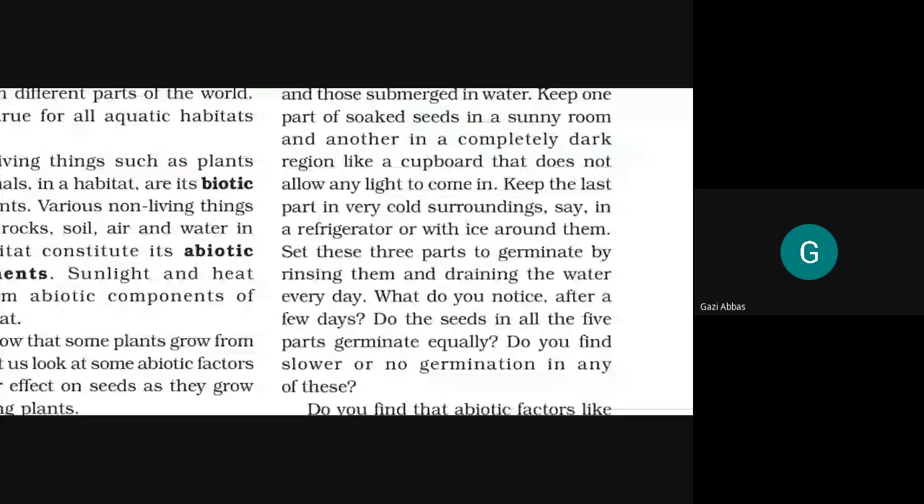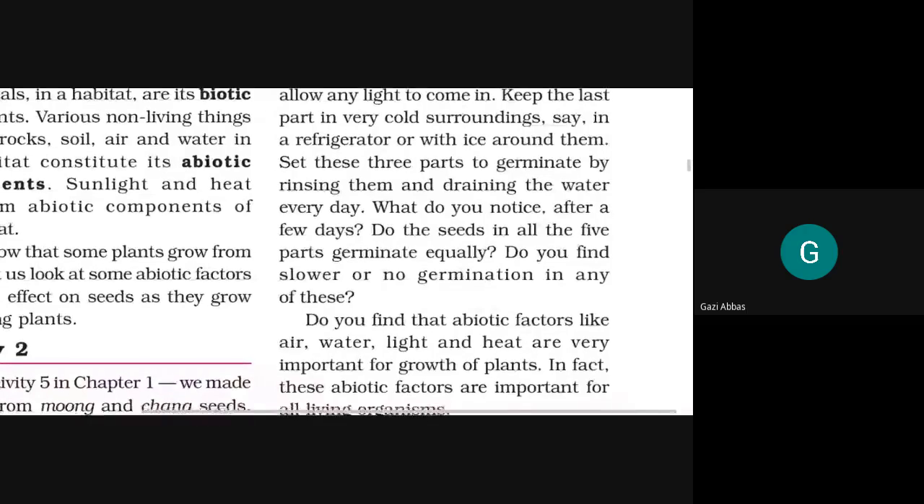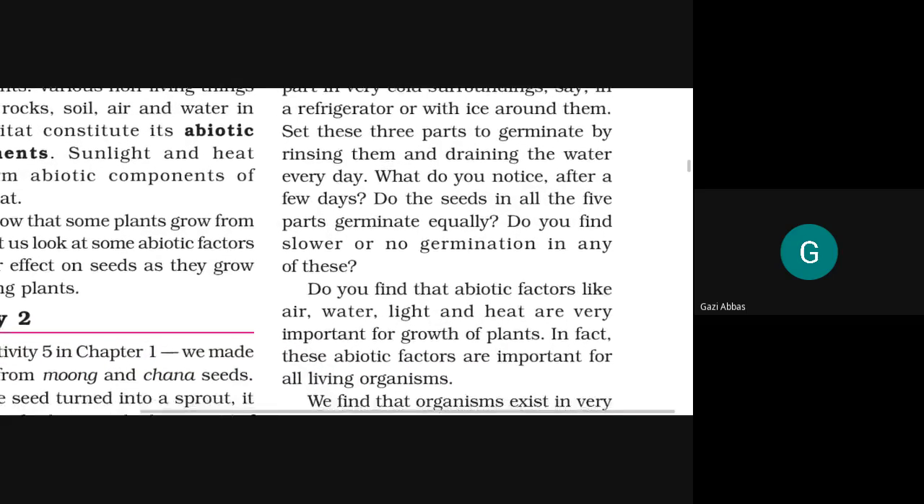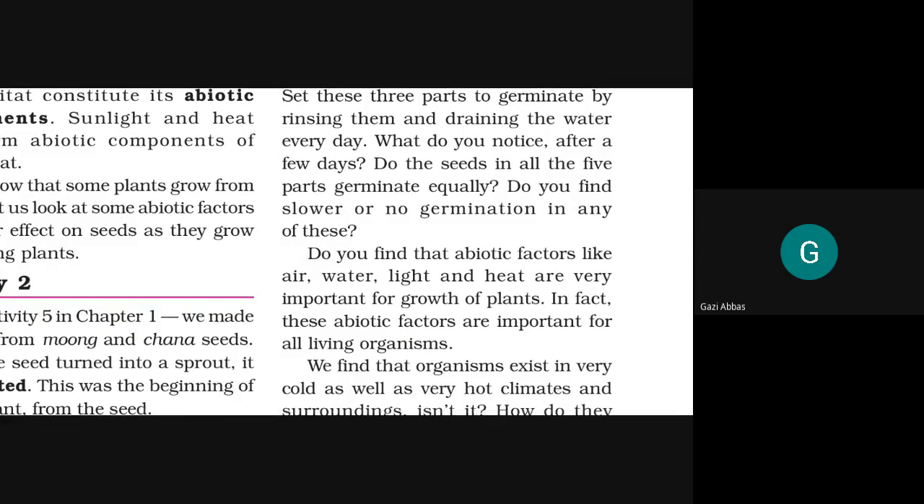Let these three parts germinate by rinsing them and draining the water every day. What do you notice after a few days? Do the seeds in all the parts germinate equally? Do you find slower or no germination in any of these?